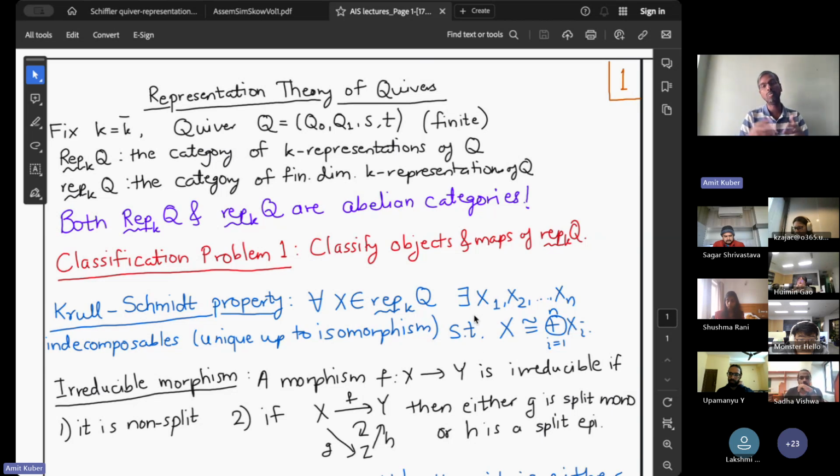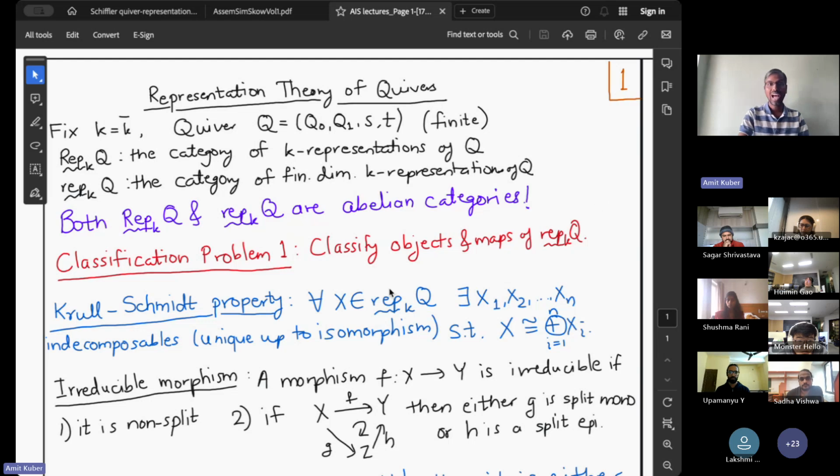And once we want to do representation theory, the first thing would be to classify all the representations. That's our main classification problem. In whatever representation theory you study, you have to classify all representations. But usually classifying all of them is a really hard problem. So instead of that, you settle for classification of finite dimensional, finitely presented, finitely generated ones. At least can we classify that? So that's our first classification problem: can we classify all objects and maps of the category of representations.